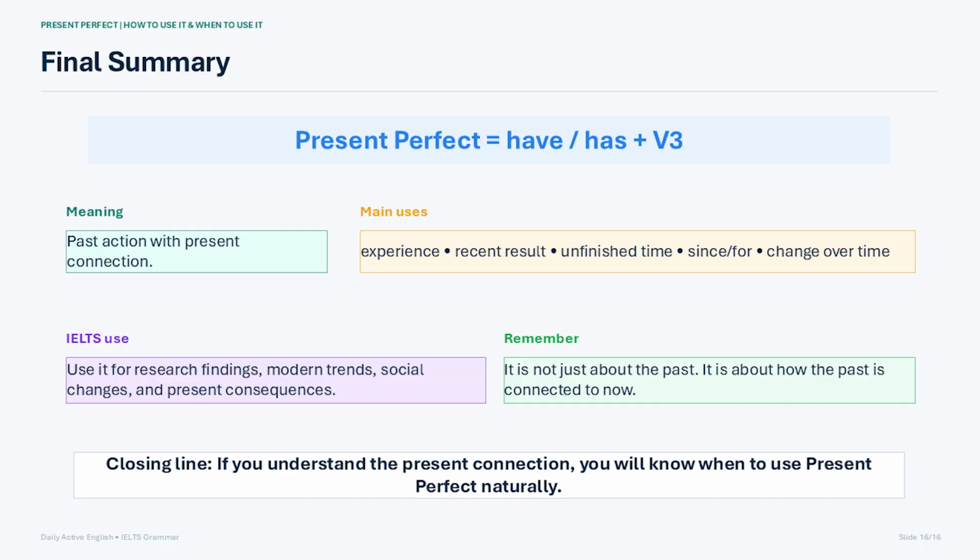We use it with since and for. I have lived here since 2020. I have lived here for 4 years. And we use it in academic writing to describe research, trends, changes, and developments. Technology has changed the way people communicate. Remember, the present perfect is not just about the past. It is about how the past is connected to now. If you understand this connection, you will know when to use it naturally.